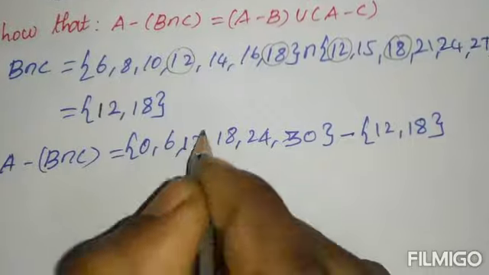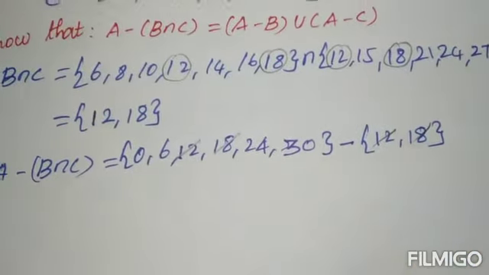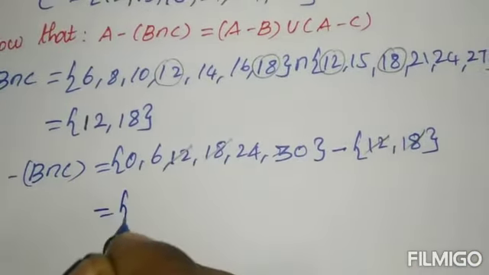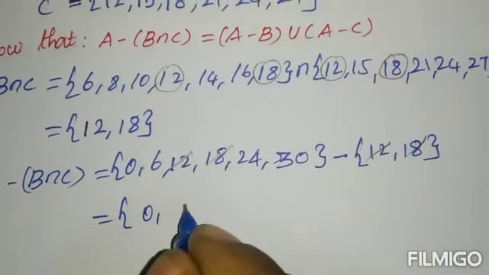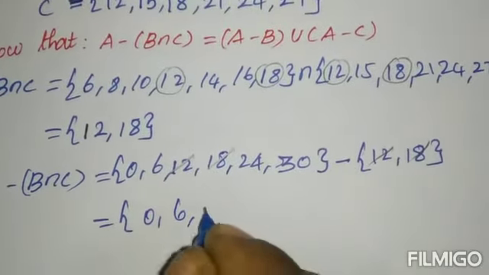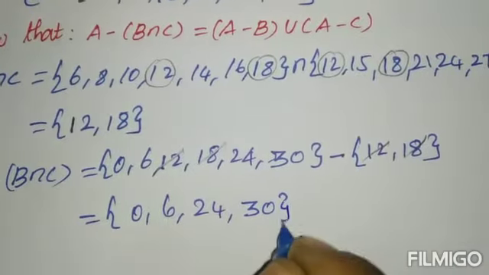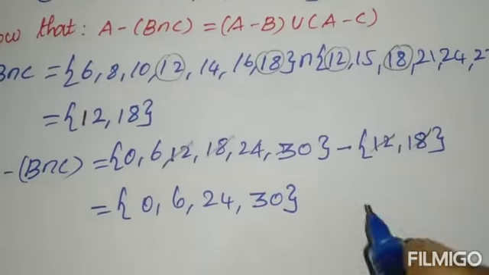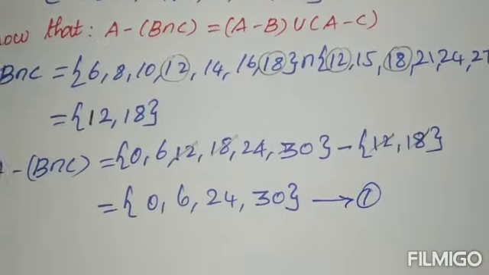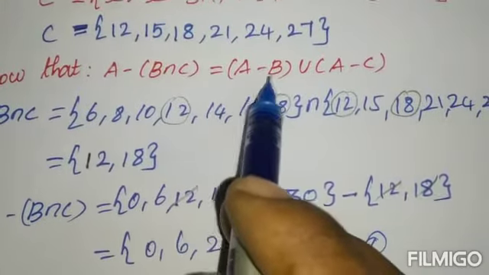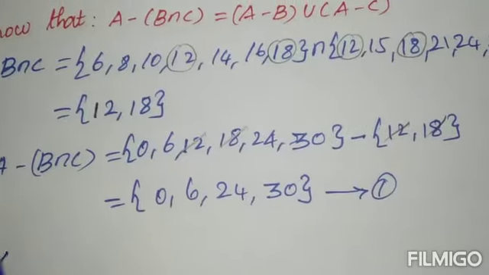அப்போ 12 18 so அதுல இருக்கு B intersection C ல இருக்கு. So அப்ப அதை விட்டுட்டு remaining elements மட்டும் எழுதிக்கலாம். So what are the elements? 0, 6, 24, 30. So take it as equation 1. Next we have to find the RHS, right hand side. In the RHS, first we have to find A difference B.